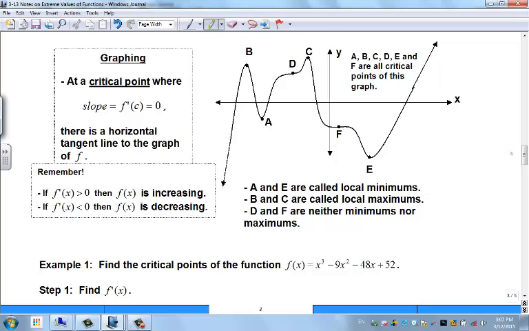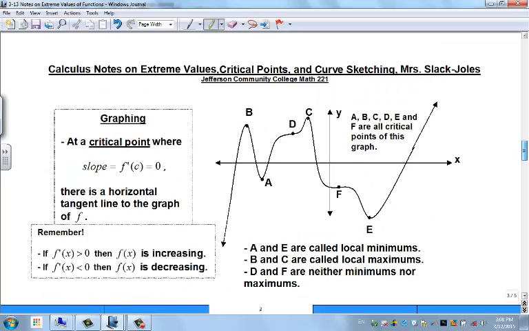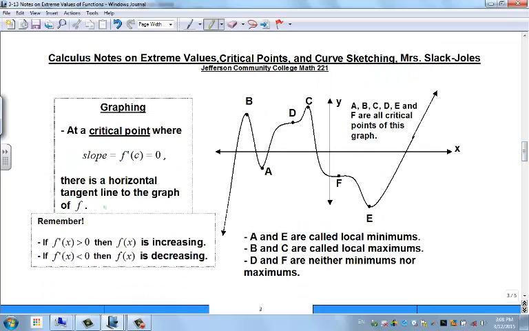Now I'm going to talk a little about graphing again. At a critical point where the slope is equal to 0, or where the derivative is equal to 0, there is a horizontal tangent line to the graph of f. So the critical points in this graph are A, B, C, D, E, and F. All of them are horizontal tangent lines, places where the graph goes flat. Now, the great majority of horizontal tangent lines will produce maximums and minimums, all right?